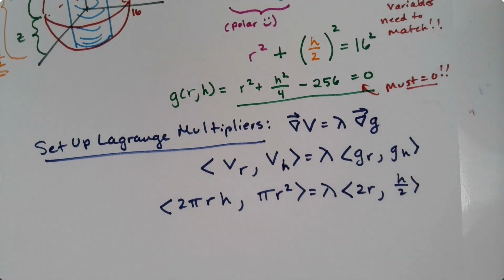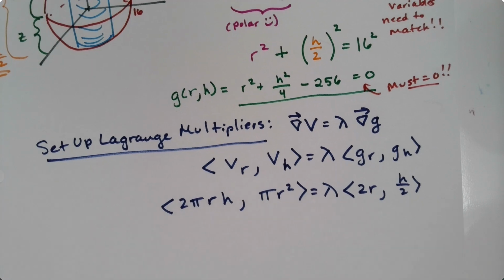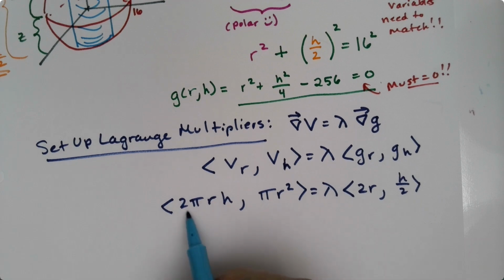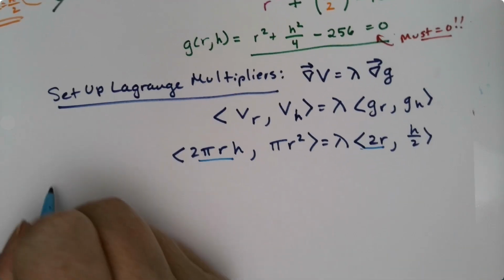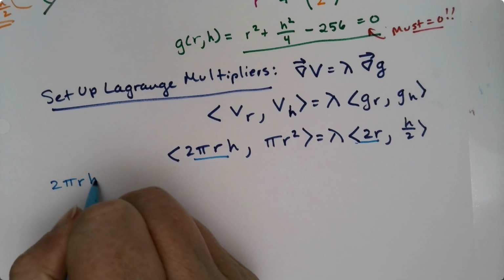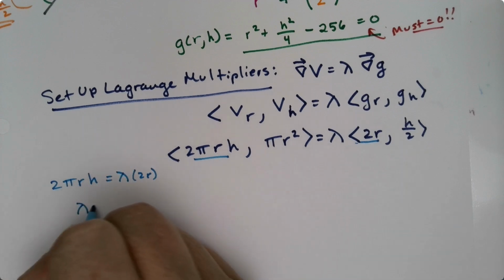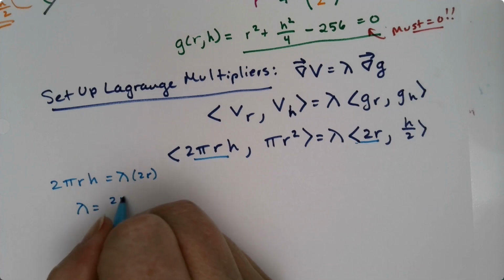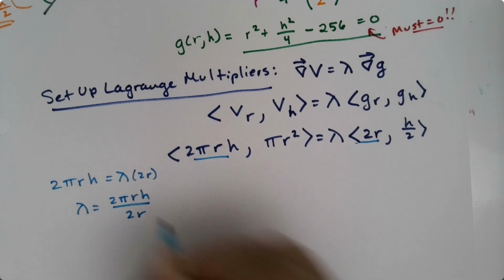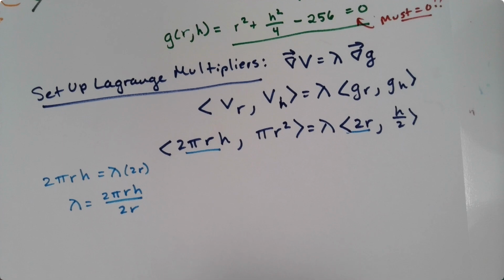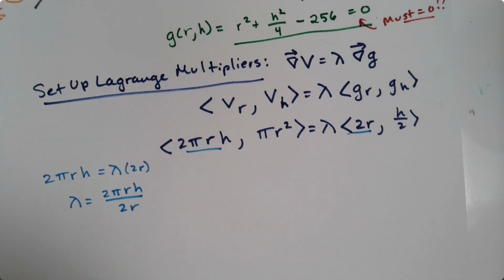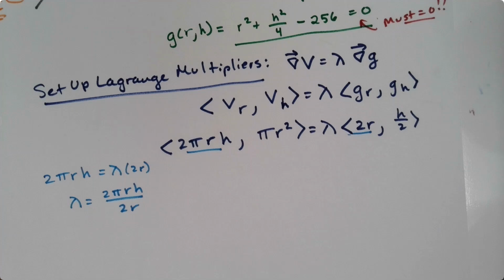All right, so now let's set up our equations. So this first piece is equal to this piece. So 2 pi RH equals lambda times 2R. Therefore, lambda is 2 pi RH over 2R, which is just pi h.